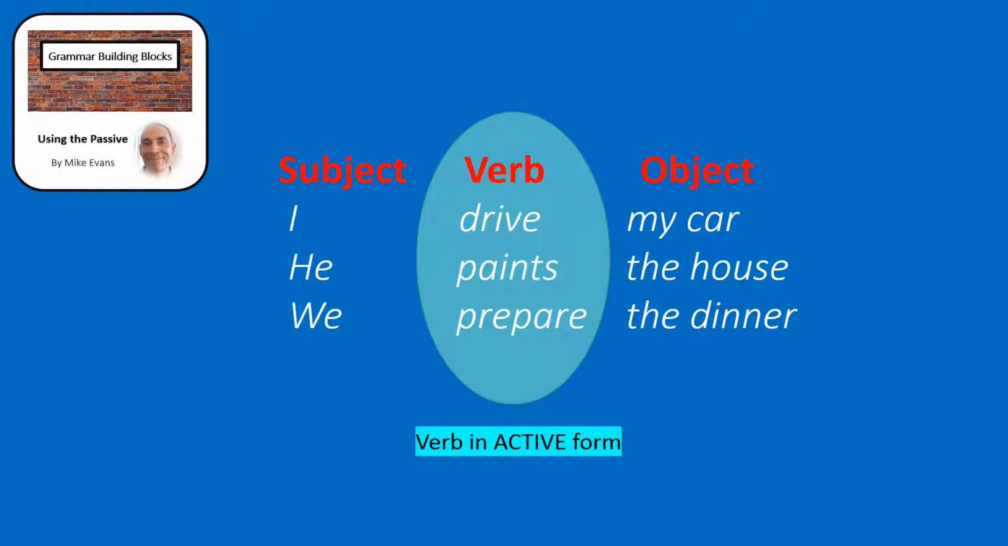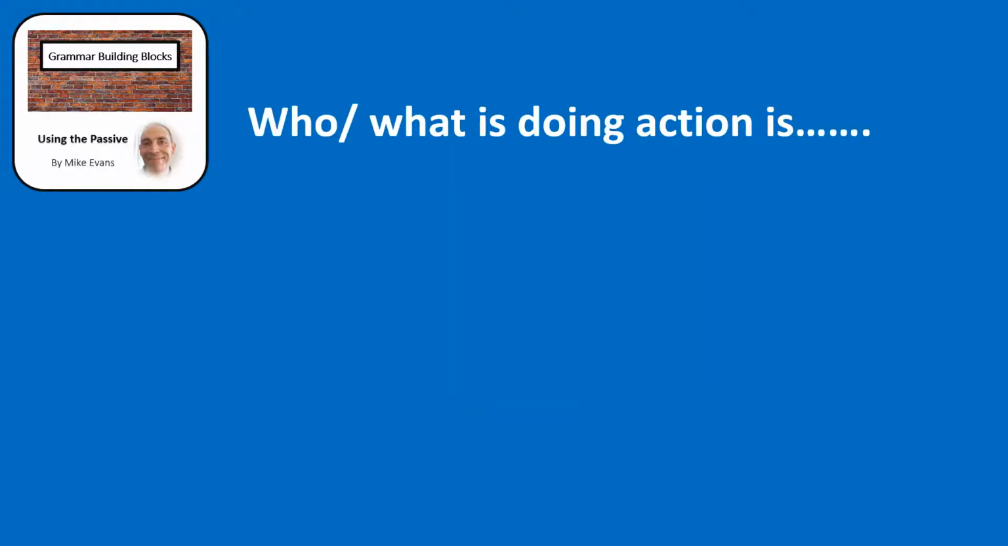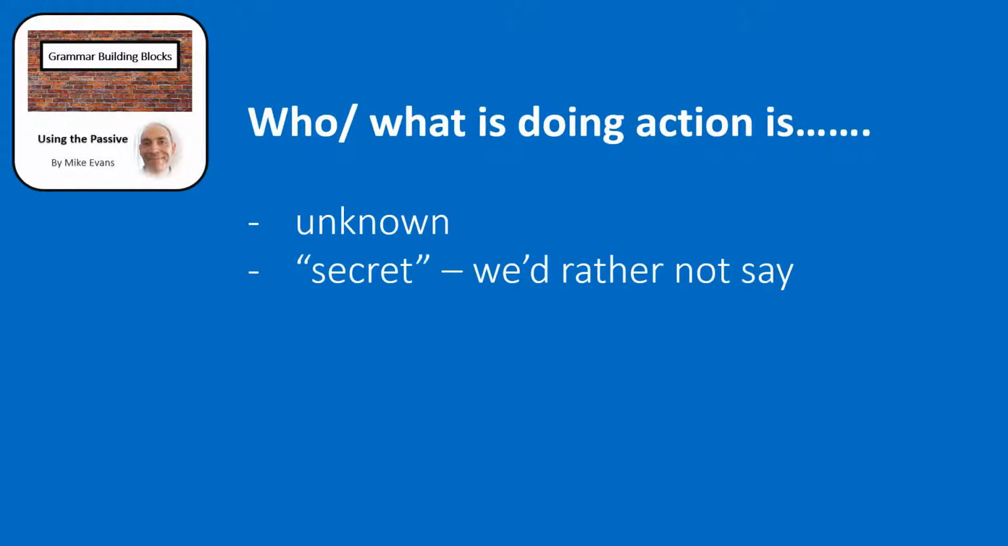However, sometimes we want to focus on the person or thing that is affected by the action, or that the action is happening to, instead of the person or thing doing the action. This could be for many reasons. Perhaps we don't know who or what is doing the action. Perhaps for some reason we don't want to say who or what is doing the action. We don't care who or what is doing the action.